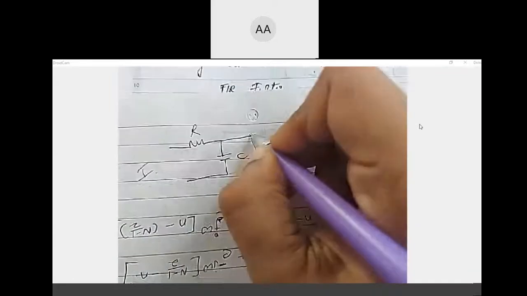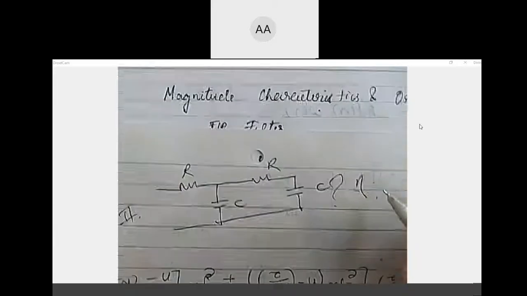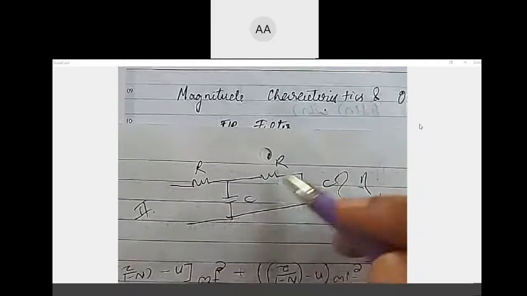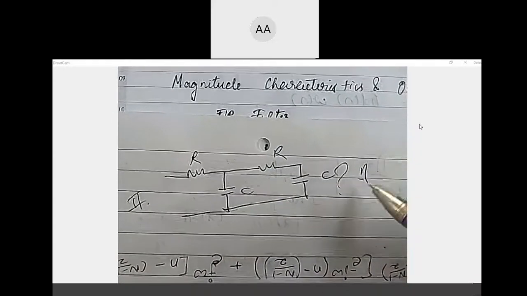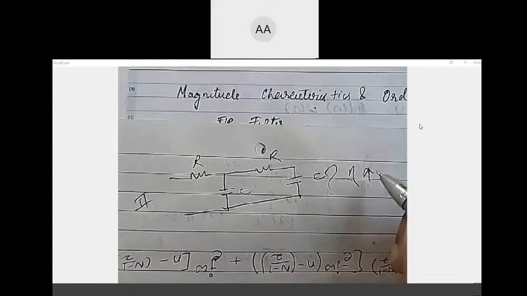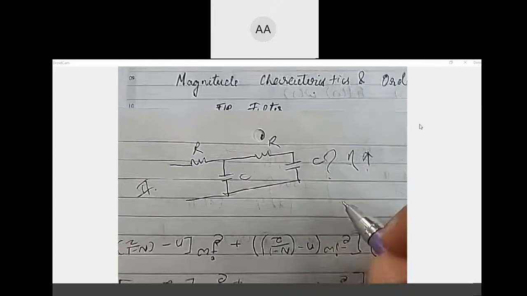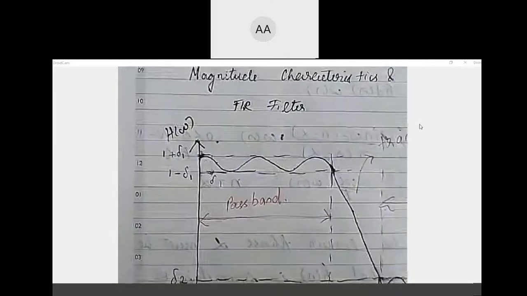If you have one more section of RC, this is a second order filter. So as you increase the order of the filter, what happens to the filtering efficiency of the filter? It will be very high, right? So in all the cases, you will usually try to improve the efficiency of the filter by fixing the order of the filter to its ideal value.